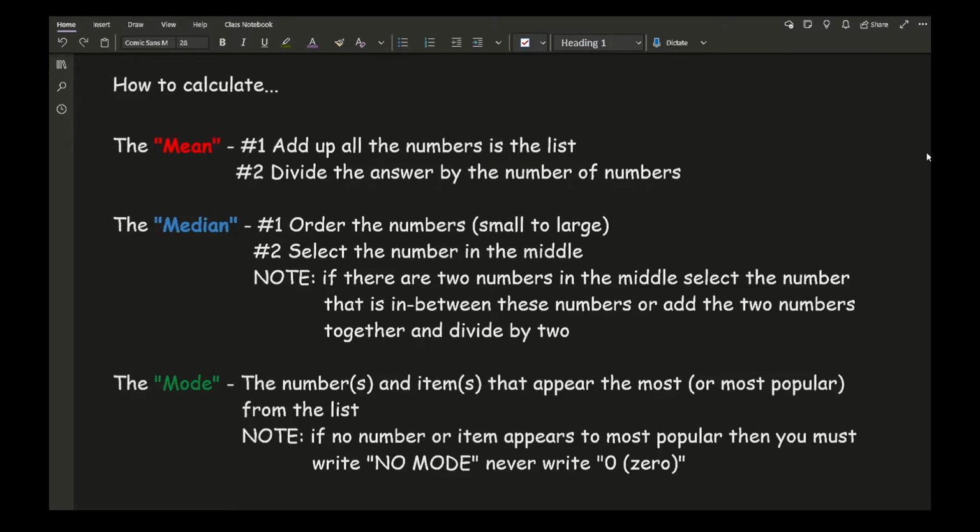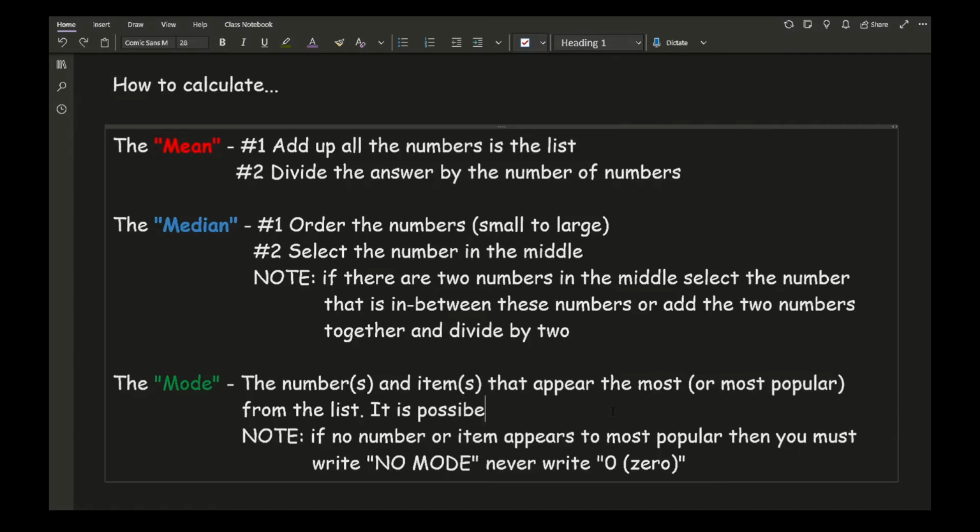Now there's one thing that's probably missing off that mode, which I'm just going to add in now, which is that you can actually have more than one mode. So it is possible to have more than one mode. Now I wouldn't go beyond maybe 2 modes, personally speaking.